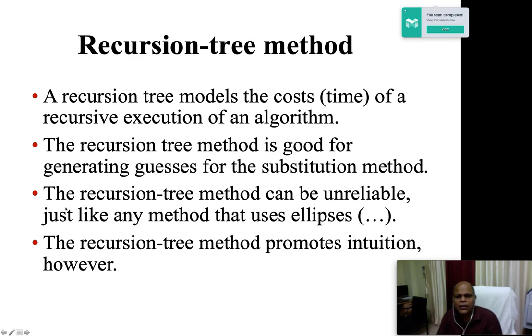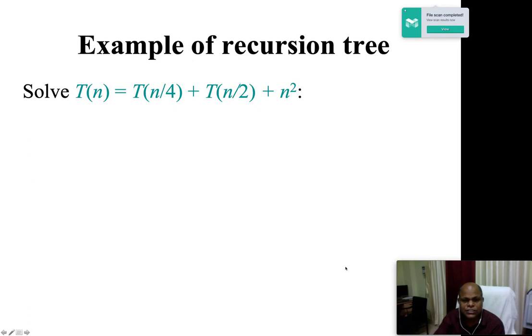Now another is the recursion tree method, and we have already solved some recurrence relations using the recursion tree method, that is your merge sort and your quick sort. In the recursion tree method, we model the cost of a recursive execution of an algorithm. This recursion tree method can also provide a good guess for the substitution method. Let us see how it happens.